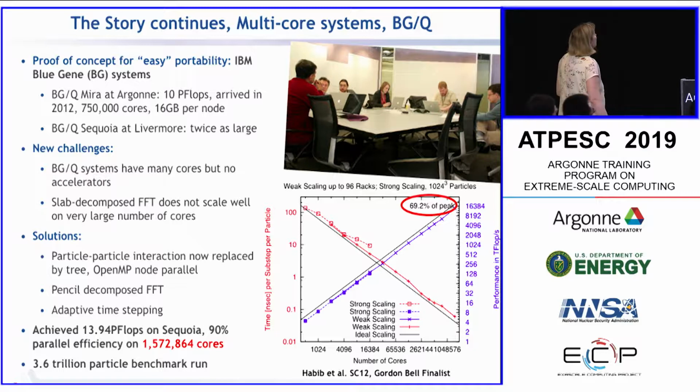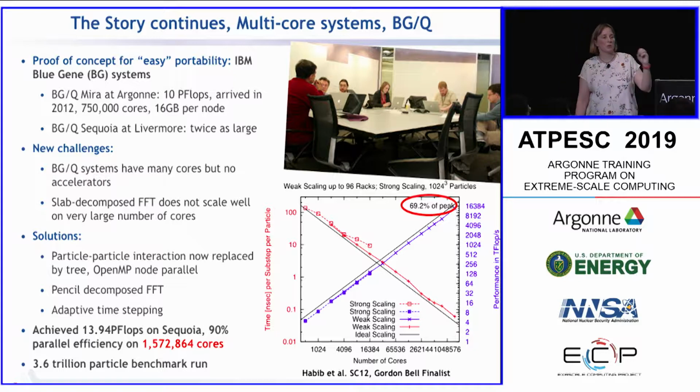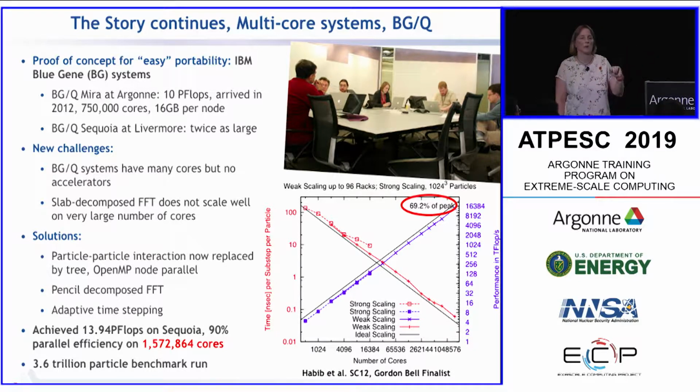So that was quite an adventure. The BGQ at Argonne is a 10 petaflop system. It's still there. The BGQ Sequoia at Livermore was twice as large. The new challenge is that we don't have accelerators anymore, but instead we have many, many cores. We had to change our FFT a little bit, but that was pretty straightforward. But then, what we did was rip out the short-range solver that we had developed for Roadrunner and completely replace it with a different algorithm. We decided the tree algorithm in this case was much better than a direct n-squared algorithm.